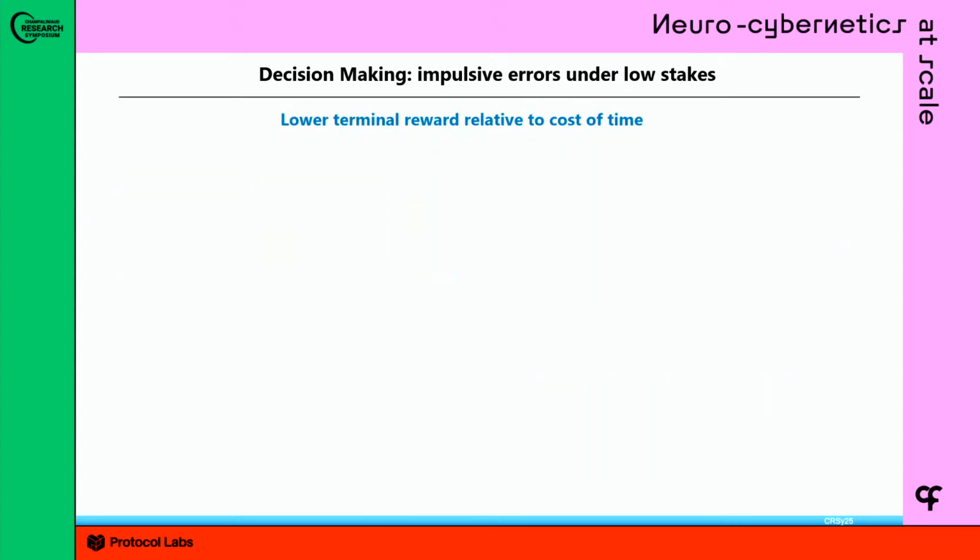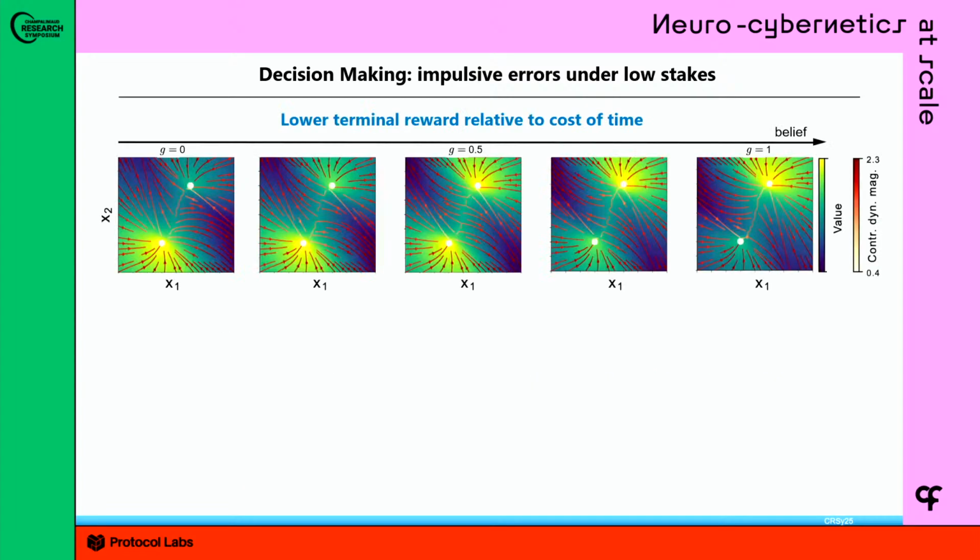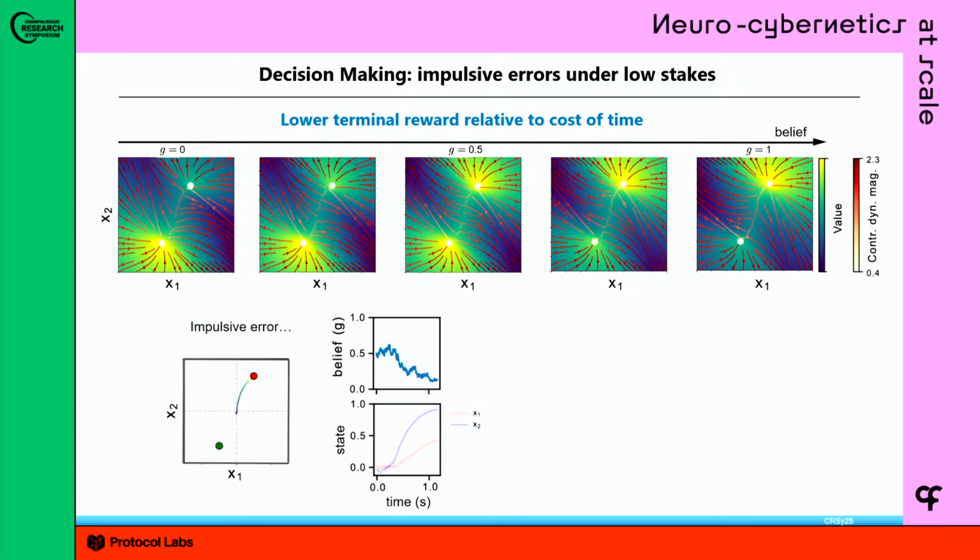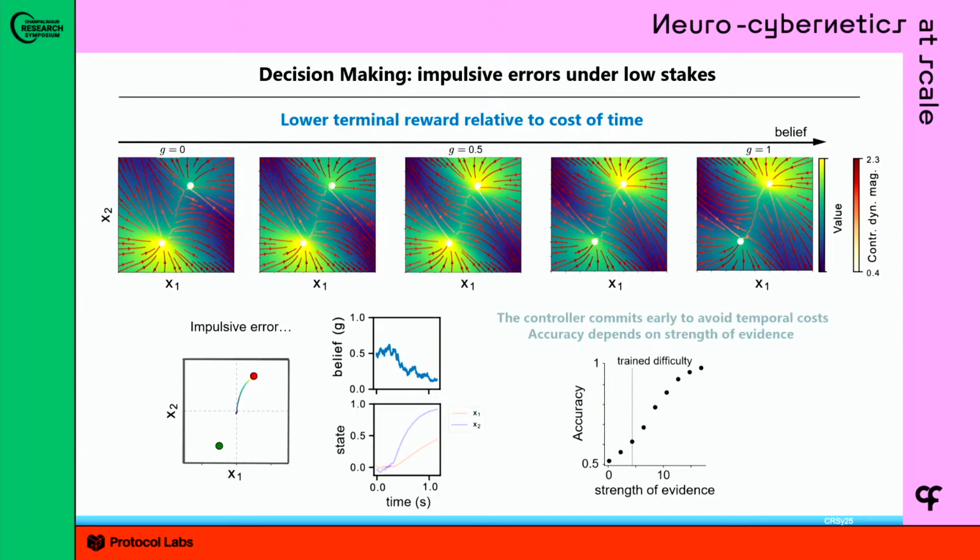But then when we go to a situation of low terminal reward, we see now examples of the dynamics. You can notice that now the value high in the middle here is gone. And this implies that now the network makes impulsive errors. This is because it pays off to commit early to avoid temporal costs. And now also the accuracy depends clearly on the strength of the evidence.